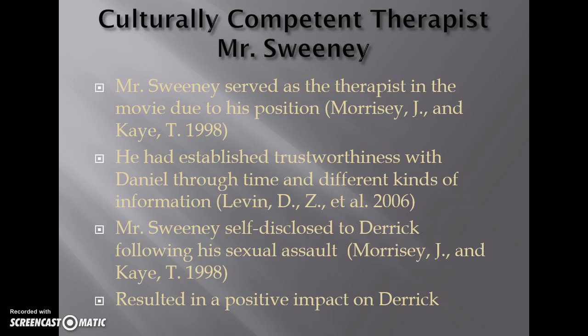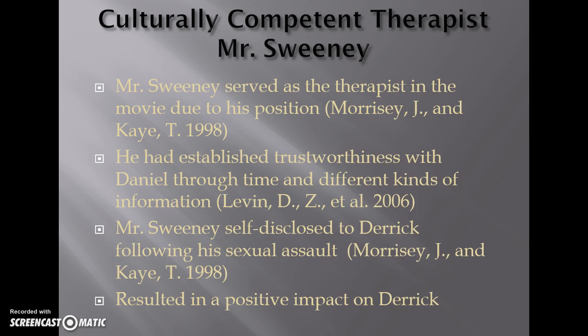Daniel was a good kid who became a skinhead in the movie, and Daniel is along the same path. There are three things that make Mr. Sweeney a culturally competent therapist, besides the fact he's a black man that's trying to get two skinheads to turn their life around. First, he was able to establish a perceived trustworthiness with Derek.